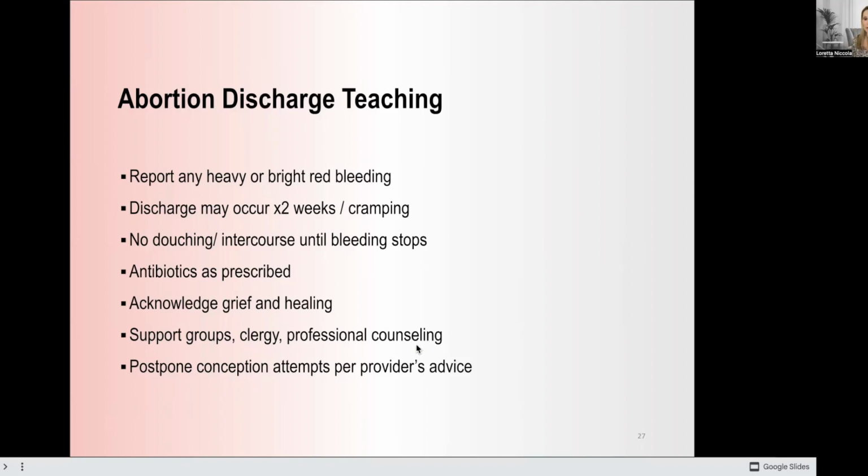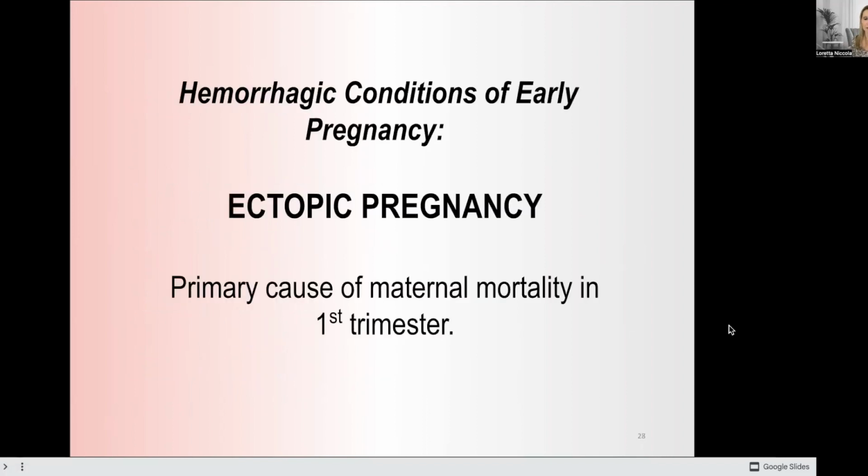Support groups, clergy, professional counseling. Postpone conception attempts per provider's advice. Okay, we're just going to follow the provider's advice there. So that concludes our section on abortions, hemorrhage with abortions.